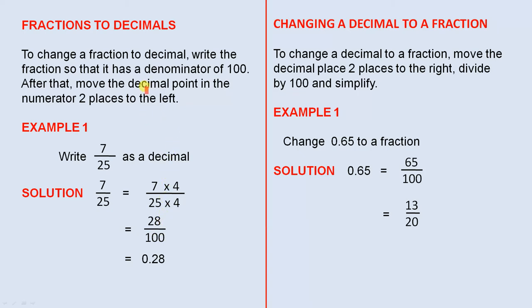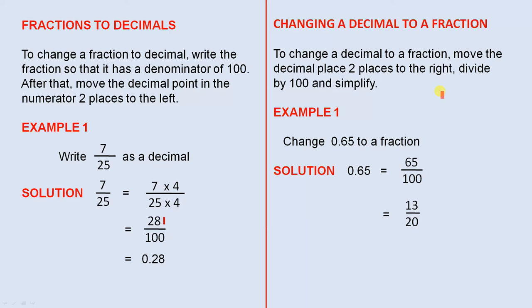Now, after that, move the decimal point in the numerator 2 places to the left. So because you're dividing by 100, you move the decimal point, which is here, 2 places to the left. So that's why you have 0.28.